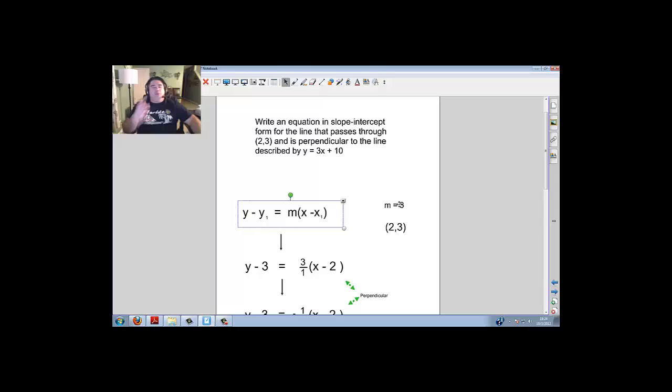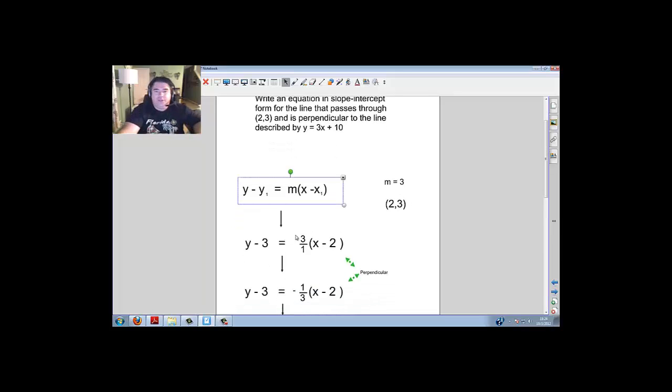However, because they want perpendicular, instead of 3 over 1, it's 1 over 3, and instead of positive, negative. And that's all. So 3 over 1 becomes 1 over 3, positive becomes negative. Still x minus 2 inside. Why x minus 2? Because remember, x was a 2. x minus x1 is x minus 2, and y minus y1 is y minus the 3.